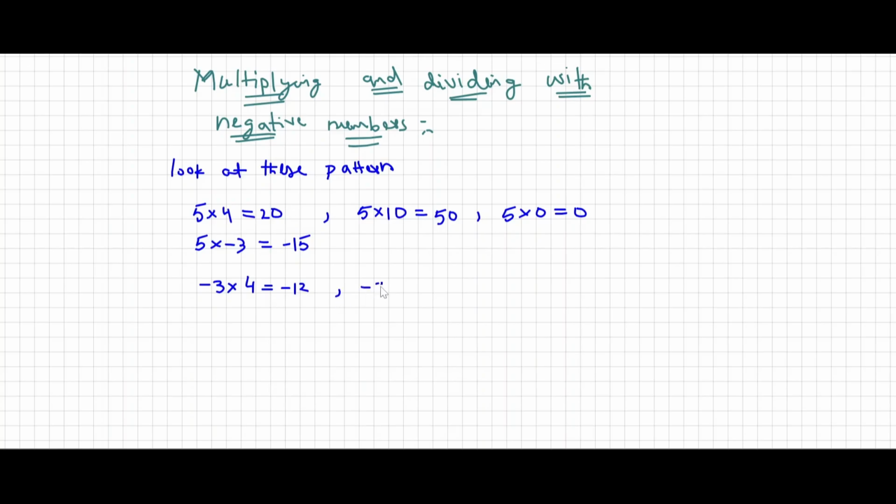Minus 3 into 0, it will give you a 0. Next we have minus 3 into minus 3, it will give you a 9. And next we have 3 into minus 4, it will give you minus 12. Here you can see we are just reversing a minus now. So I want to introduce you to the pattern. Look at these patterns.